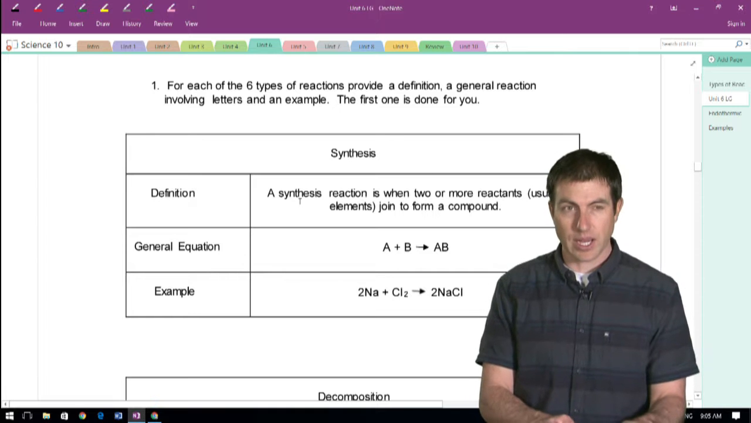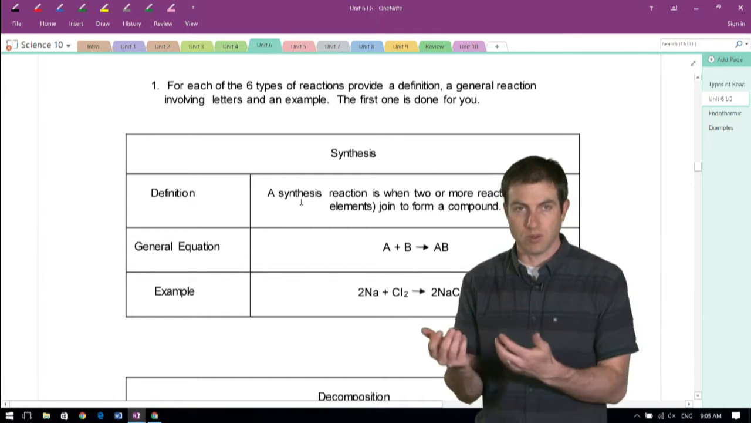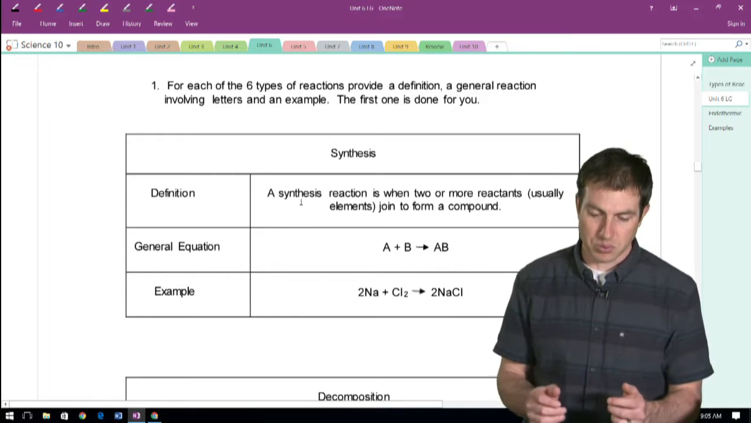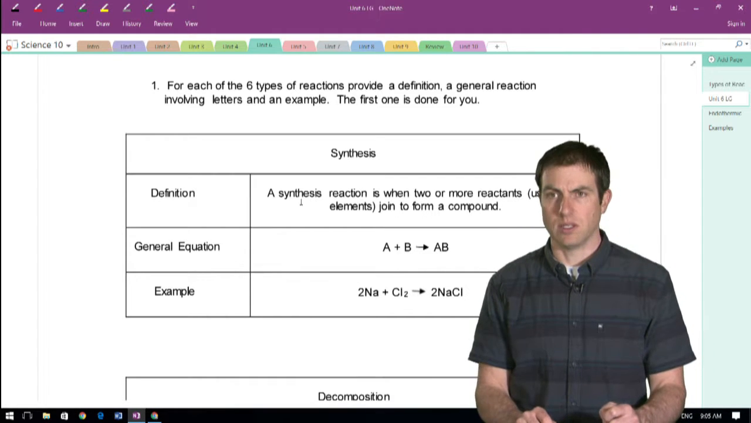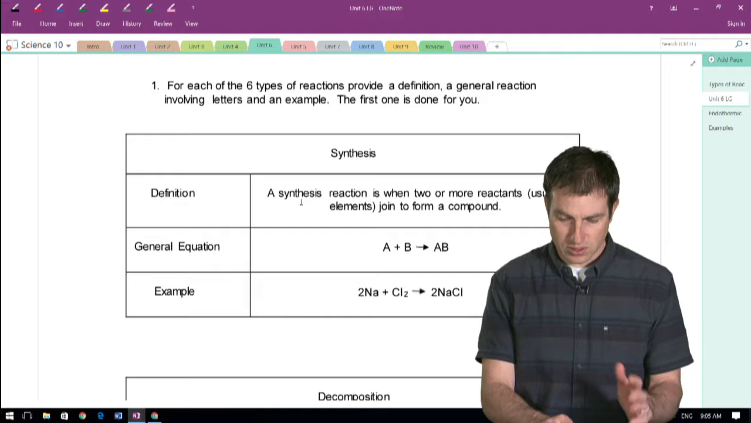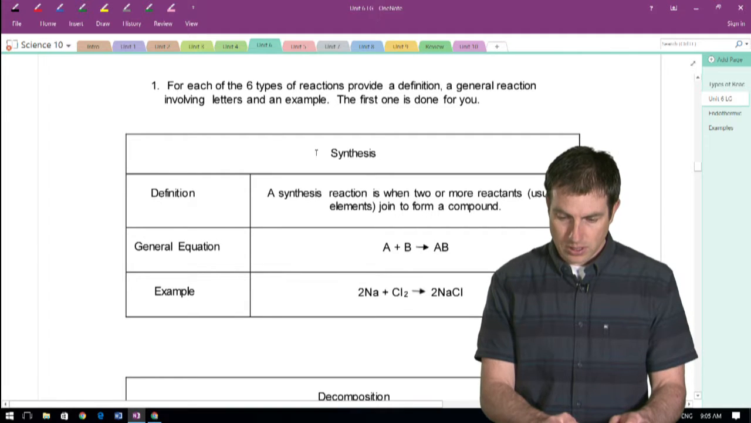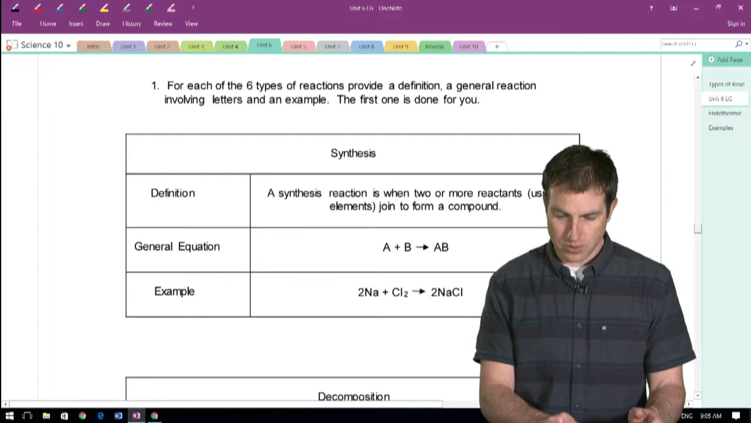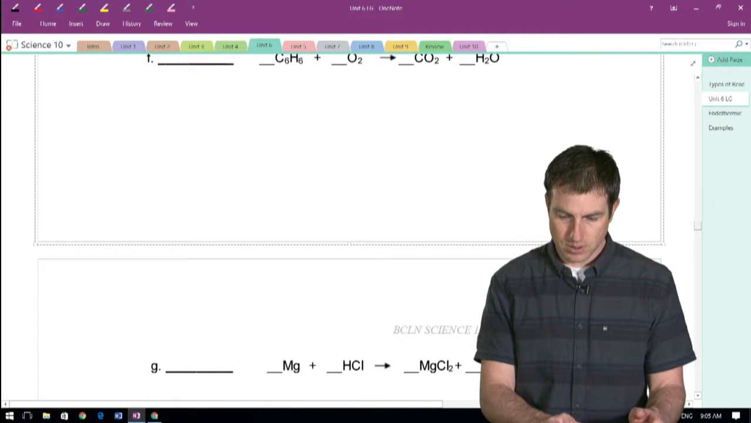So for a synthesis reaction, you have 2 things. They come together to form a compound. The example we used in class was Na and Cl together gives us NaCl. So that's the first one done for us. Let's look at the next one. It'd be great if the computer was working.